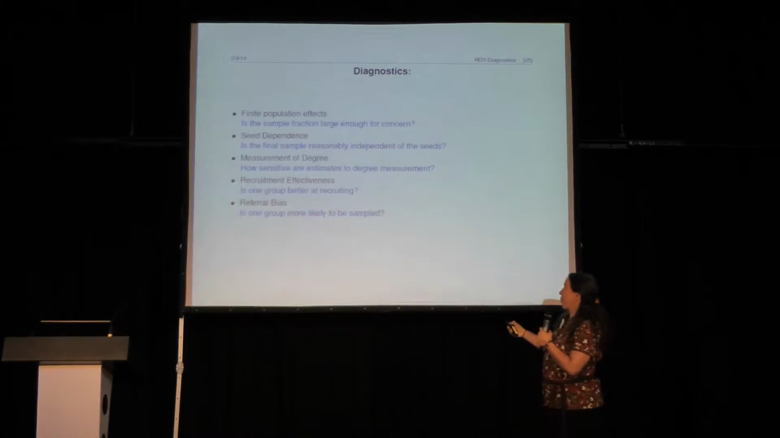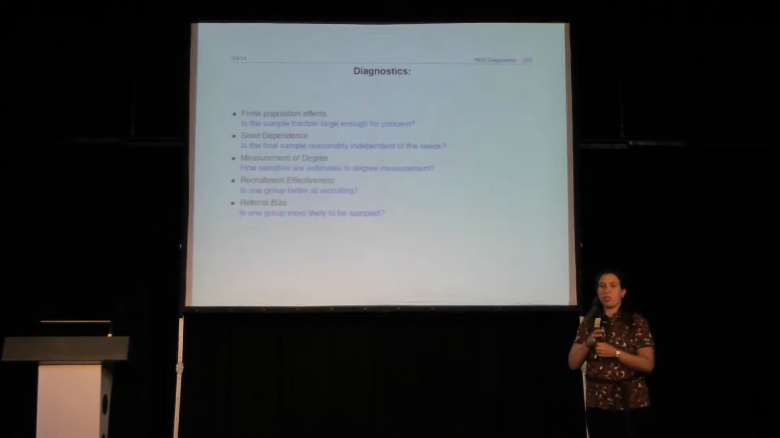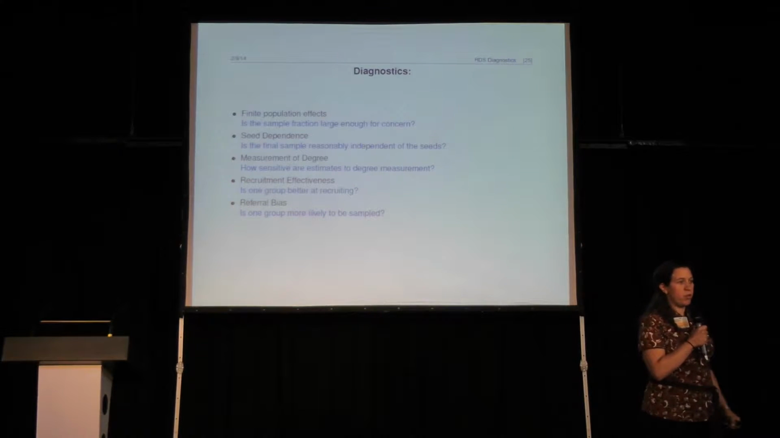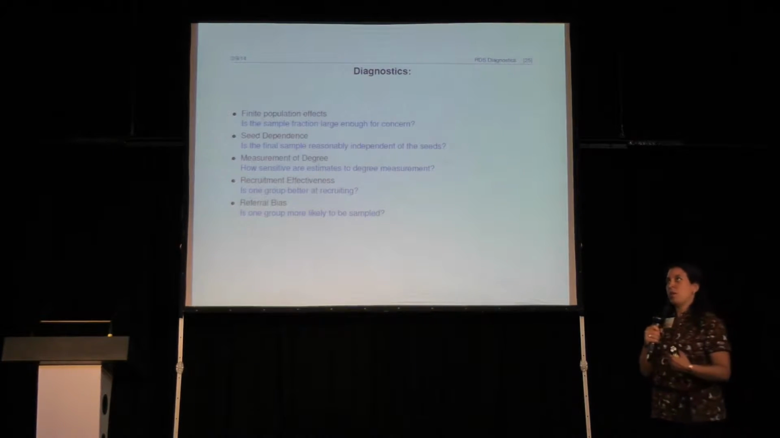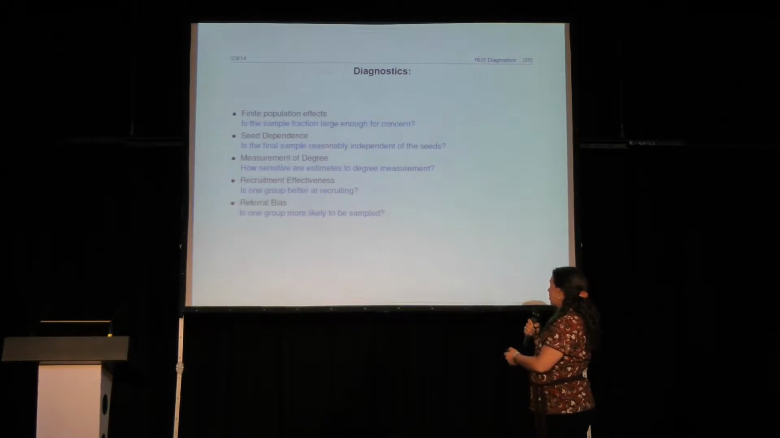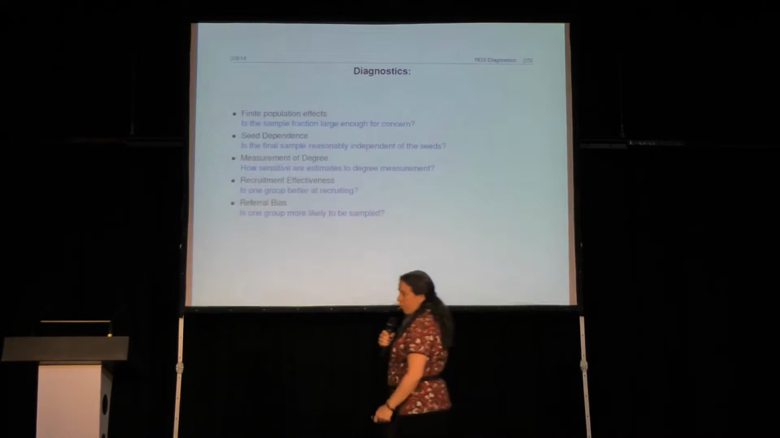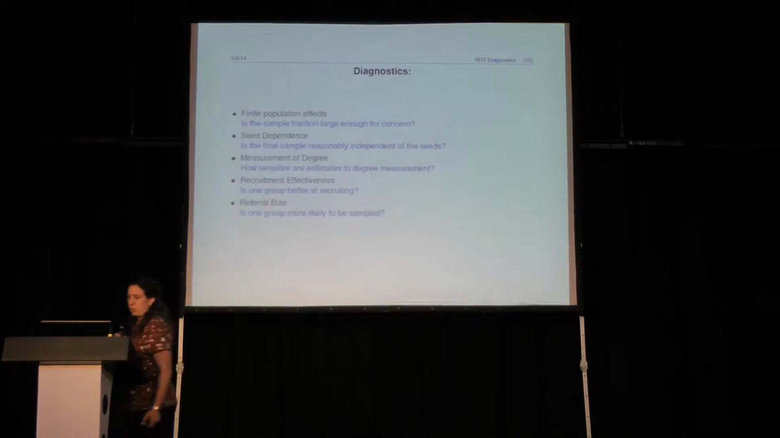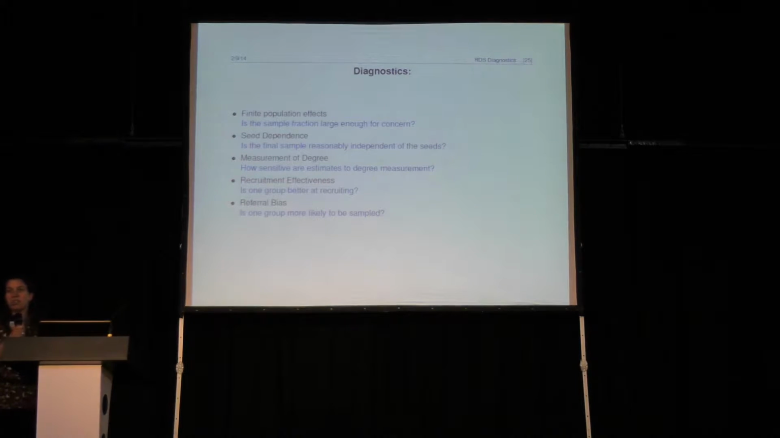With respect to the finite population, we want to know if the sample fraction is large enough that we should be concerned about violations of the infinite population assumption or the with replacement assumption. We want to know if the final sample has gotten far enough away from the initial sample to be relatively independent. We want to know if our estimates are sensitive to self-reported degrees. We want to know whether different groups might be better at recruiting than other groups, thereby biasing the recruitment into the sample. And we also want to know if some group is more likely to be sampled than another.